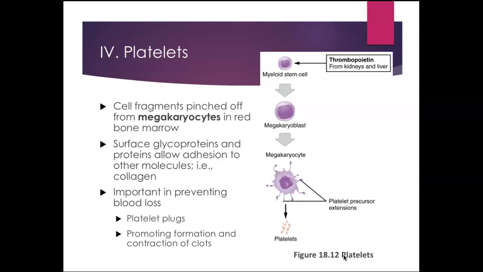Now let's move on to discuss platelets. We've mentioned this before, but our platelets come from the myeloid stem cell, which then develops into a megakaryoblast and into a megakaryocyte. And then those fragments are going to break off and become the platelets. These platelets then are going to play a really important role in preventing blood loss and will create platelet plugs and promote formation and contraction of clots.